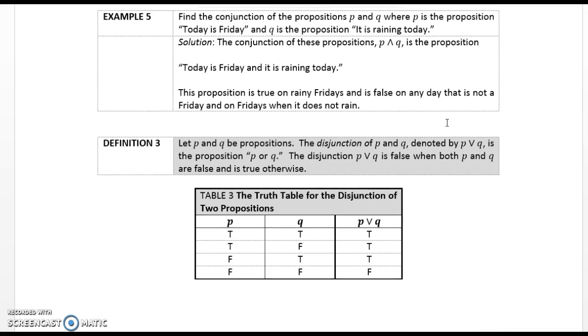Example 5. Find the conjunction of the propositions P and Q, where P is the proposition, today is Friday, and Q is the proposition, it is raining today. Solution. The conjunction of these propositions P and Q is the proposition, today is Friday and it is raining today. The proposition is true on rainy Fridays and false on any day that is not Friday and on Fridays when it does not rain.